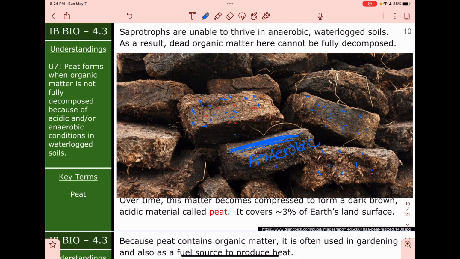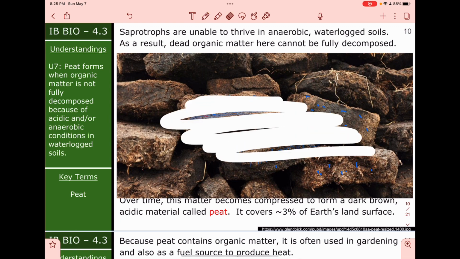Okay, so understanding number 7, peat forms when organic matter is not fully decomposed because of acidic and or anaerobic conditions in waterlogged soil. Another situation is if the soil is too acidic and it's damp, but remember, organisms don't live in highly acidic environments. They live in a pH range that's good for them. So unless they're an extremophile, and saprotrophs are not an extremophile, they're not going to be living in an acidic environment. So if it becomes highly acidic, you don't have the saprotrophs growing there.